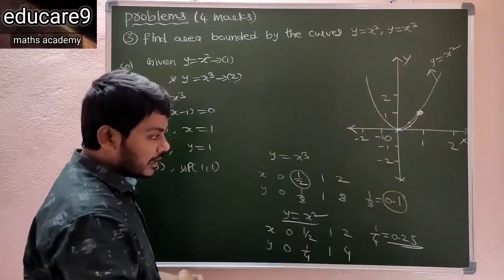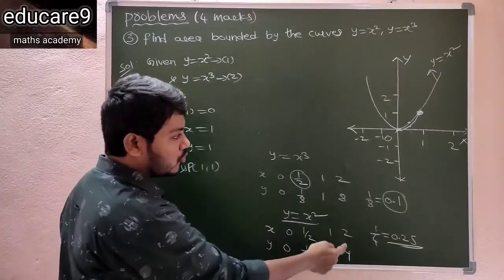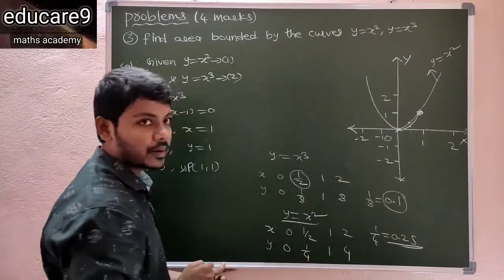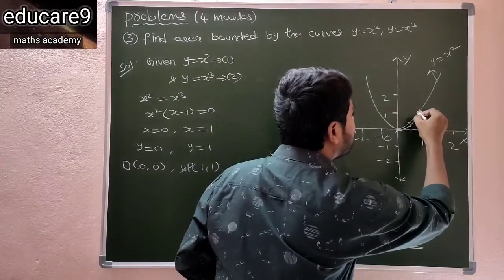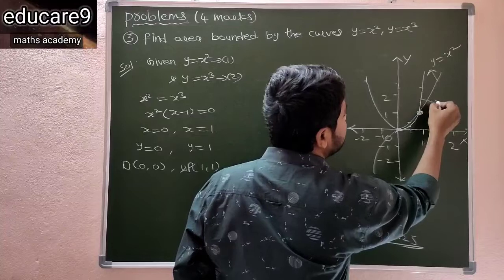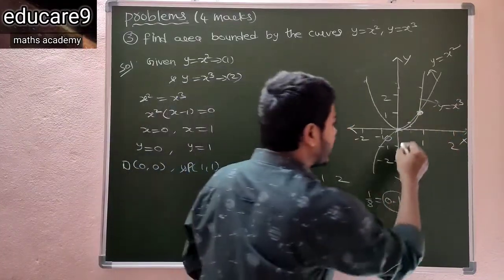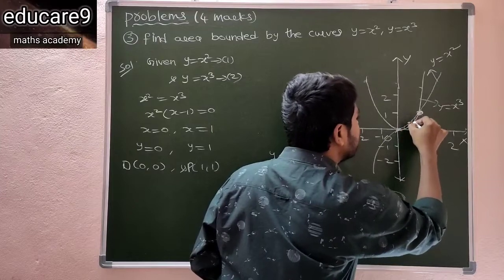And see here, at x equals 2, the y value is 8. At x equals 1, the y value is 1. Okay. So clearly, like this, this is the y equals x cube graph. So now here you need to find this area.